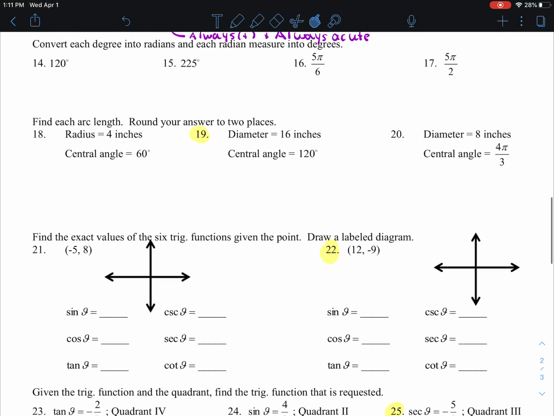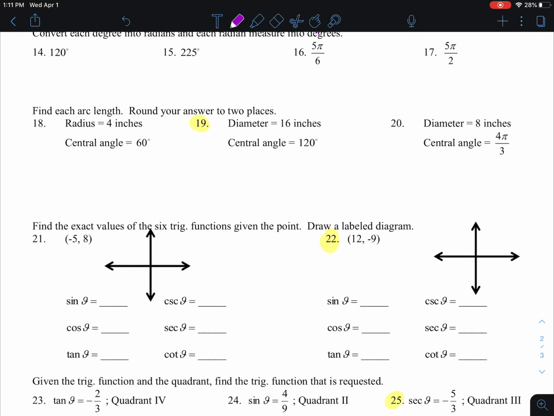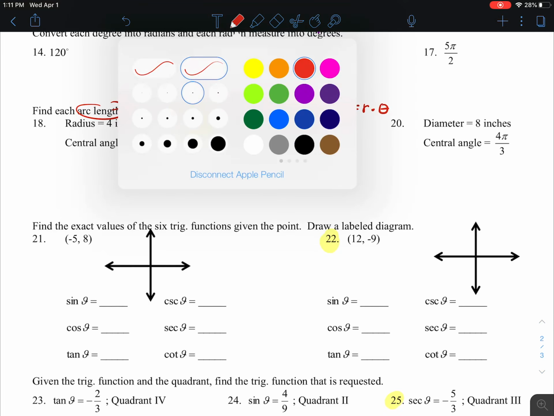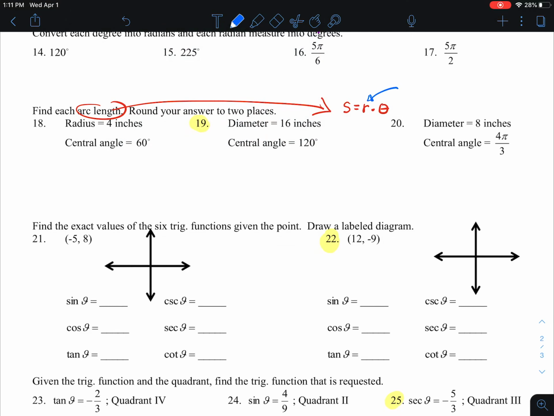Okay. All right, just a couple more here. For 18, 19, and 20, these were arc length problems. Please keep in mind it's a very simple formula, but it does have some specific requirements. Okay, first and foremost, you cannot use the diameter. You must use the radius.